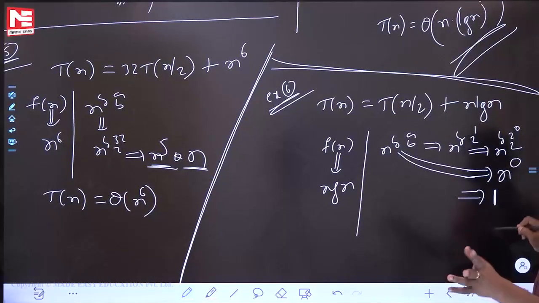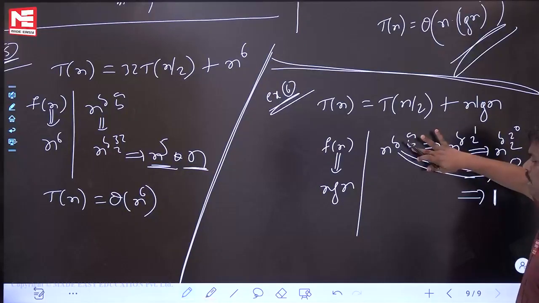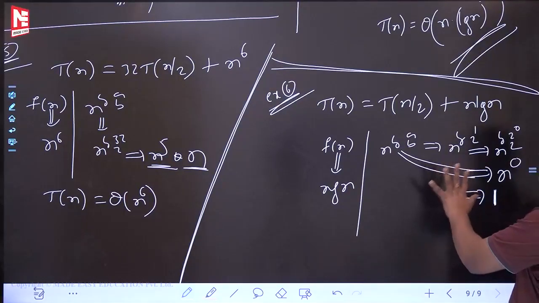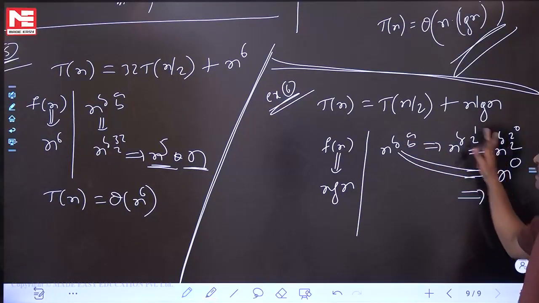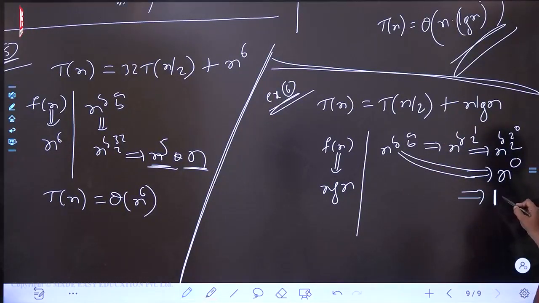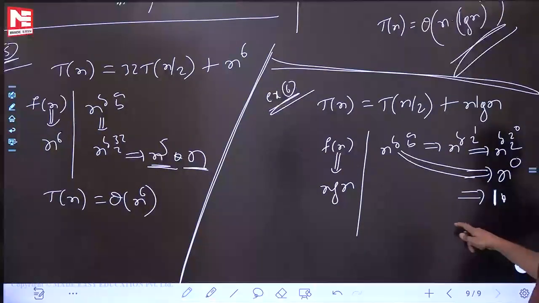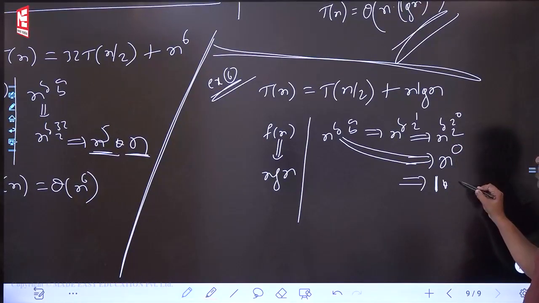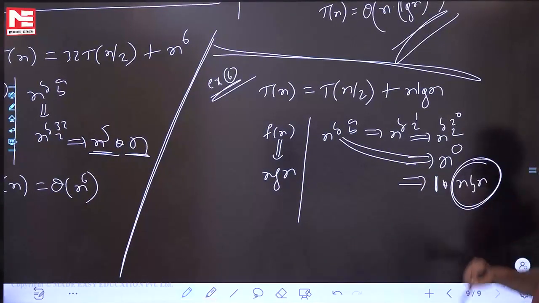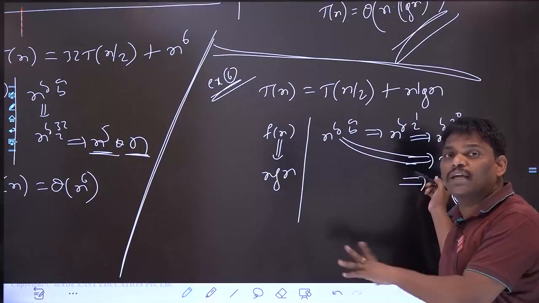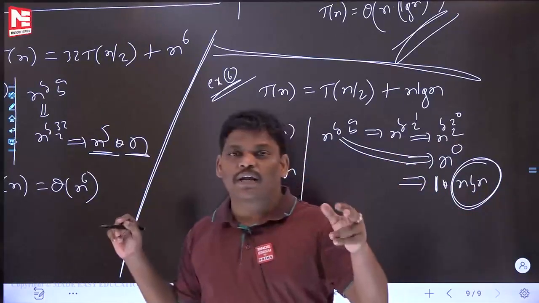Constant. Now, your goal is always the right side. f(n) is n log n, and n power log a base b is 1. Is the right hand side person greater or smaller? He is smaller. Smaller by how many times? Left is n log n, so he is smaller by n log n times.